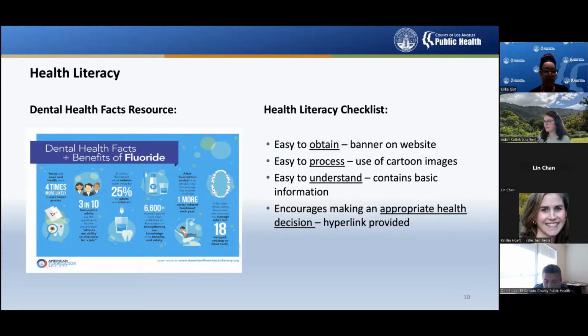The information is very easy to process. As you can see, we use cartoon images and exaggerated sizes of the percentages and things of that sort. It also falls under easy to understand. Once again, the information is very basic, but it also encourages making an appropriate health decision by allowing individuals to click on a link to receive additional information.